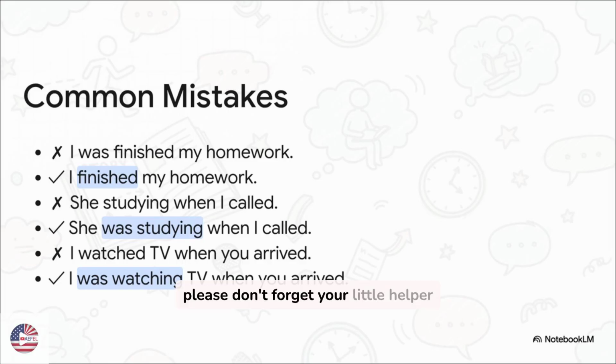Next, please don't forget your little helper verb, was or were, for the progressive. It's not she's studying, it has to be she was studying. And finally, to really nail that interruption pattern, make sure your background action is progressive. I was watching TV when you arrived sets that scene so much better.